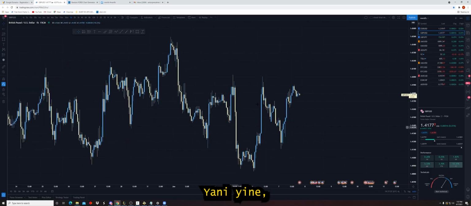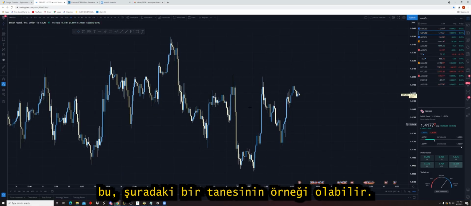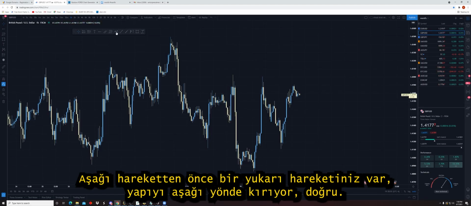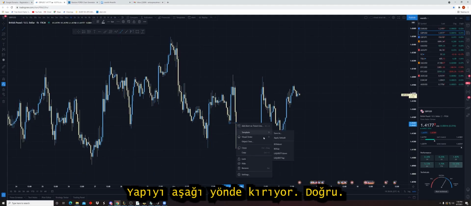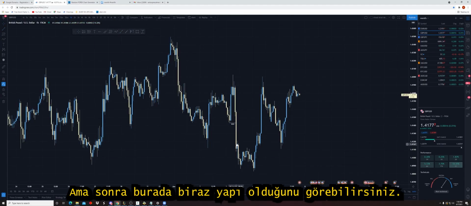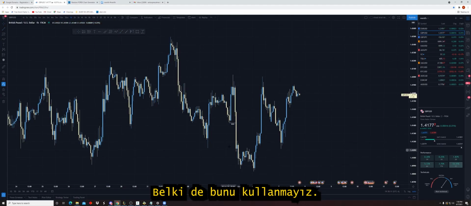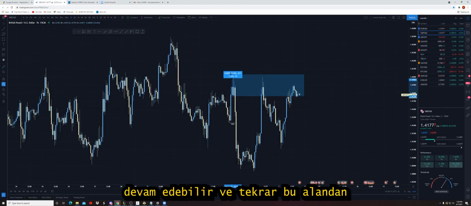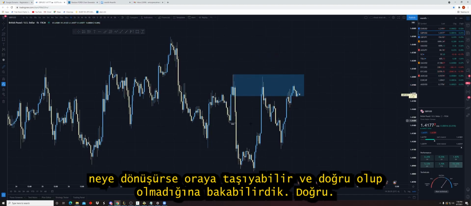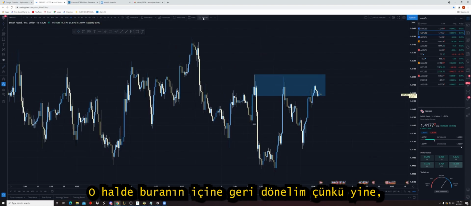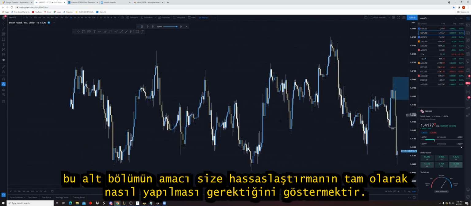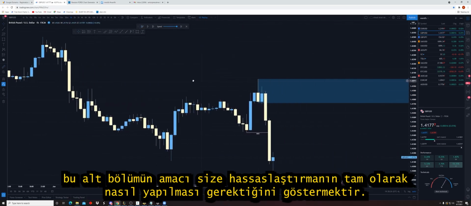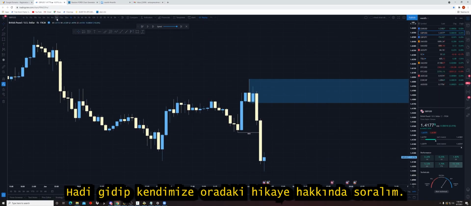So again, this could be an example of one right here, right? You have an up move before a down move, breaking structure to the downside, right? But then you can see there's some structure in here, so maybe we don't use this. But theoretically, if you wanted to refine this fully valid supply and demand zone, we could go ahead and again move it from this area to whatever it becomes and see if it's correct or not, right? So let's go back inside here, because the point of this subsection is to show you exactly how refinement should be done. Let's ask ourselves about the story inside there.